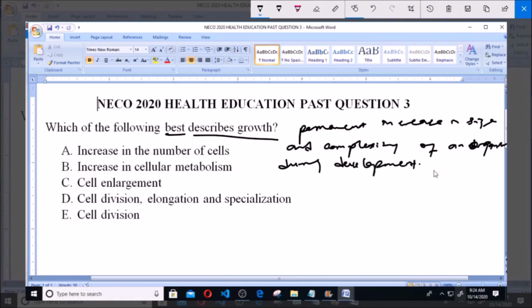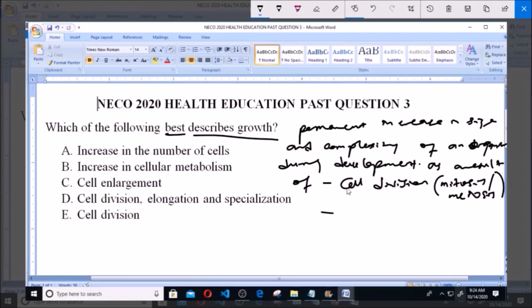Now, what brings about growth? Growth is as a result of 1. Cell division, that is the multiplication of cells, be it mitosis or meiosis, that is be it mitotic or meiotic cell division. Next, after cell division is what? Cell elongation or cell enlargement.